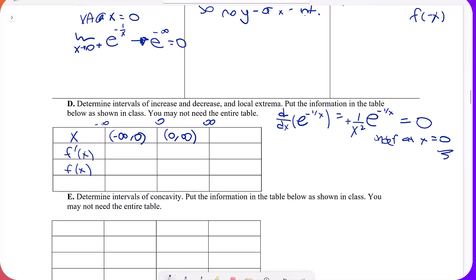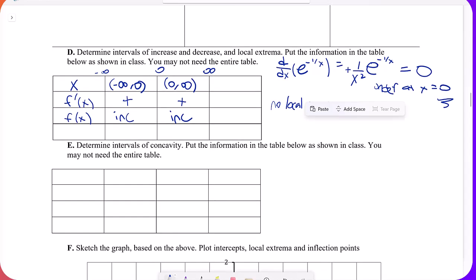And it's always going to be positive because e is positive and x squared is positive. So it's like that, increasing, increasing. So there is no local extrema.